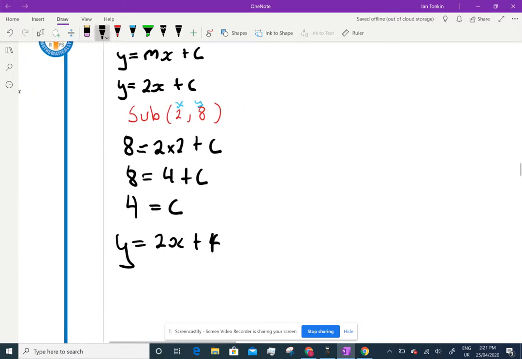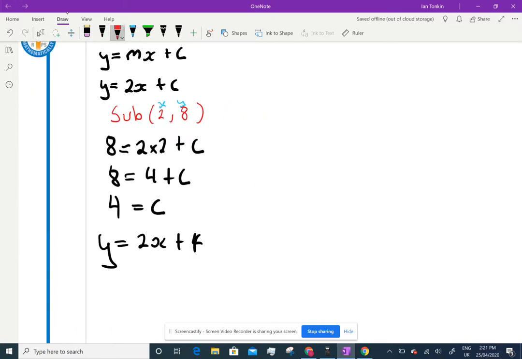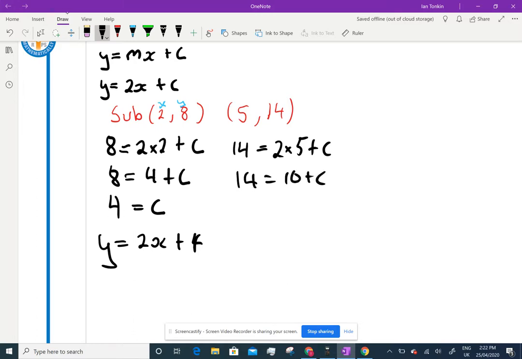Now, it wouldn't have mattered if I substituted in the other value. The other value is 5 and 14. And if I did that, watch what happens. 14 equals 2 times 5 plus c. 14 equals 10 plus c. 4 equals c. It doesn't matter which point you sub in, you will still get the same value for c.